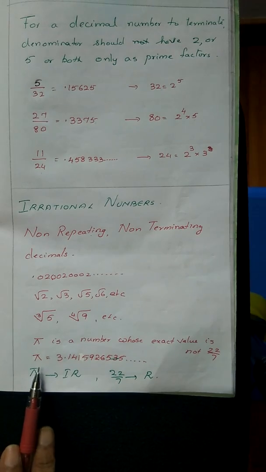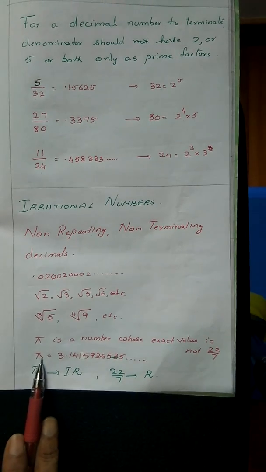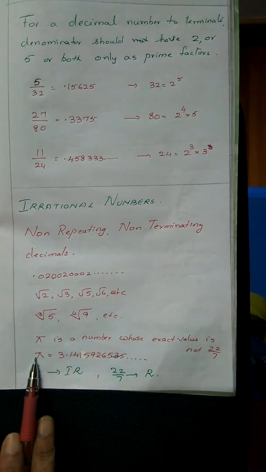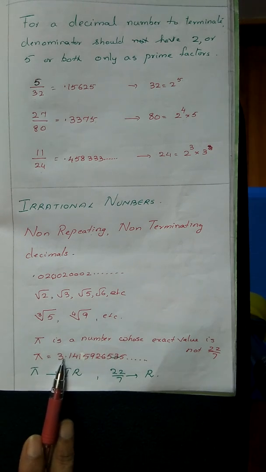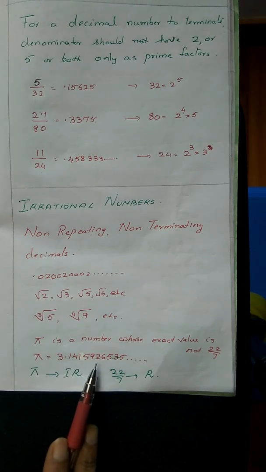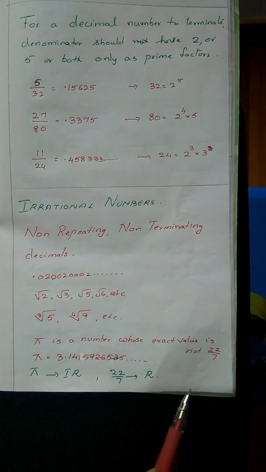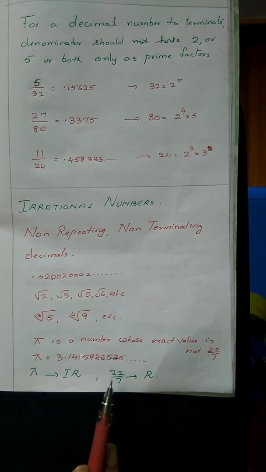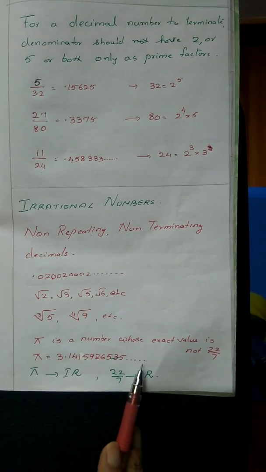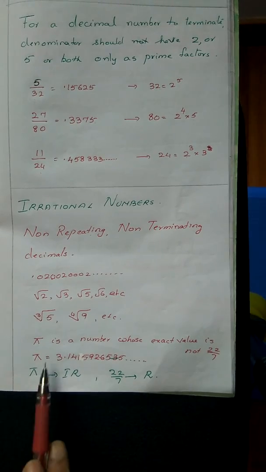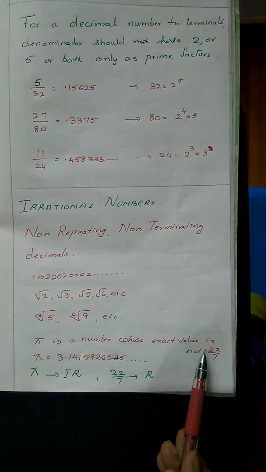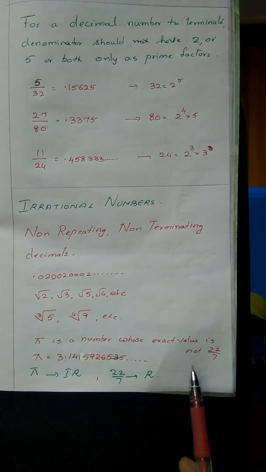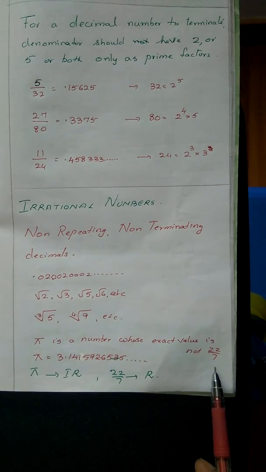Now we have another important number, that is pi. You know it is 3.14159265 and it goes on. The value is still being calculated. But generally, when you do problems, you take pi equal to 22 by 7.